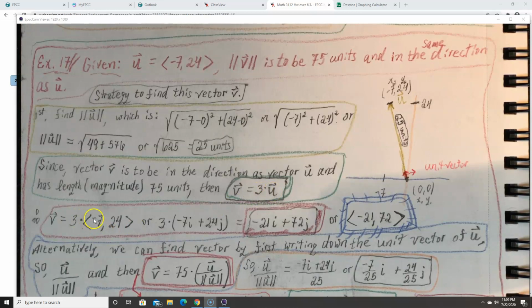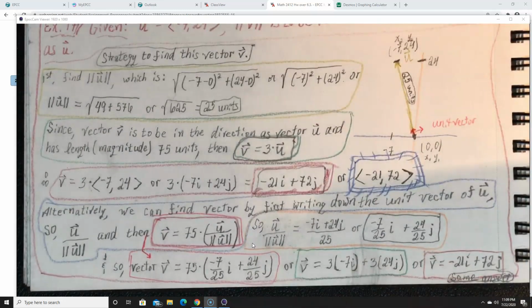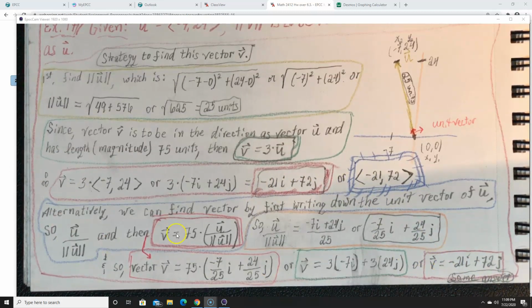3 times negative 7, 24 in component form, or 3 times negative 7i plus 24j in linear combination of the unit vectors i and j form. Either way, it ends up being the same thing. So 3 times negative 7i is negative 21i, 3 times 24j is 72j, and that's the same answer as I mentioned right here. Well, that was a better explanation, I hope, than when I tried to rush in 20 seconds.